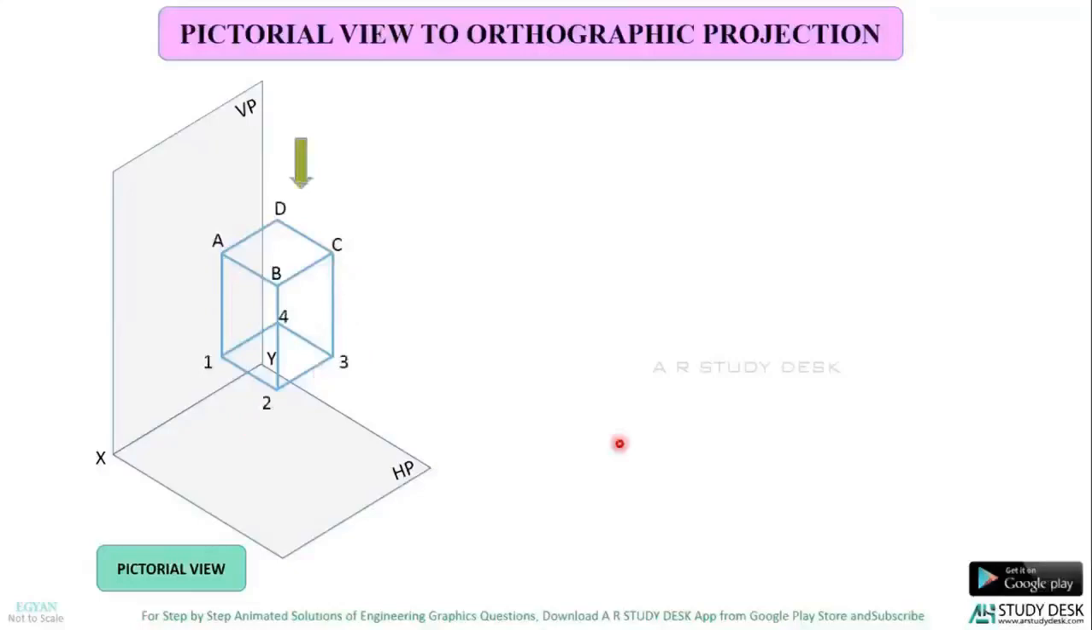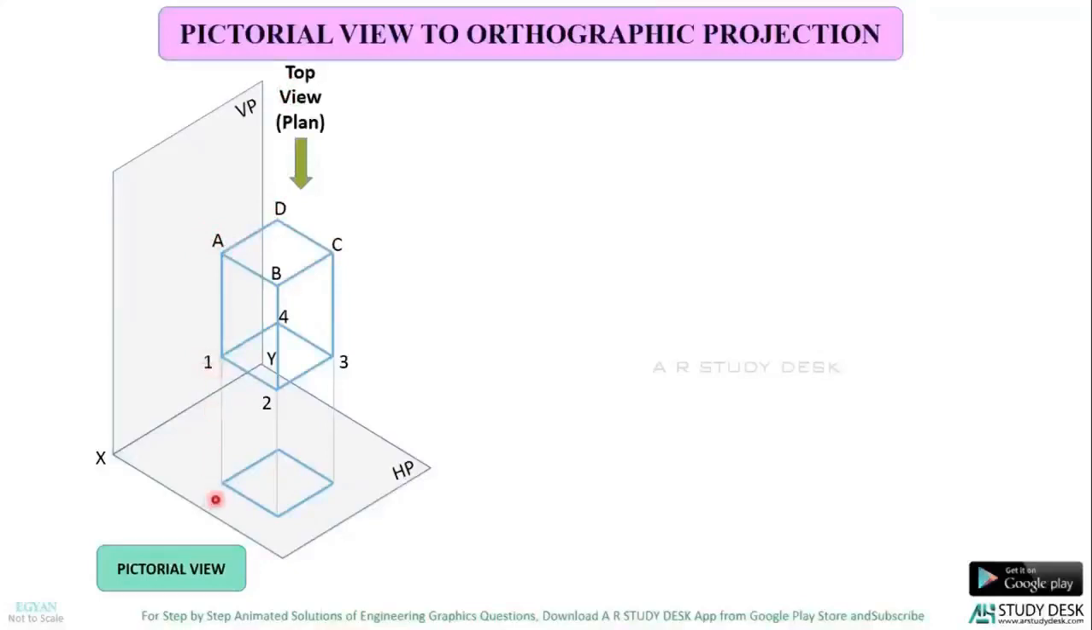In the top view, if I project it to HP, we'll get a square. Am I right? How will you name these points? You can see that the line A1 is projected to a single point over here. So how will you name this point? When you view from the top, the point which is nearer to you is A and the point which is away from you is 1.